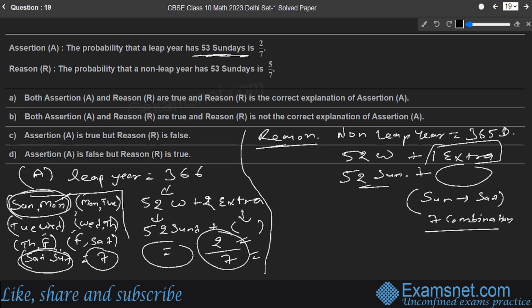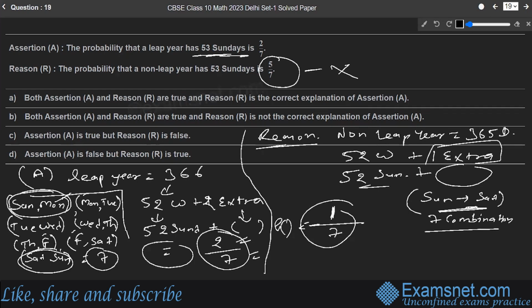So how many favorable cases out of them? There are 7 cases and only one Sunday falling, so favorable cases are 1. That's what probability is, favorable by total. And how many total cases are there? There are total 7 days in that. So 1 by 7, the probability becomes 1 by 7. So that means the assertion is right, but the reason is not right. While we were doing the assertion, there was no requirement of the reason to come there. So we can clearly indicate that the assertion is true but the reason is false, and that is available in option C, and that is right.